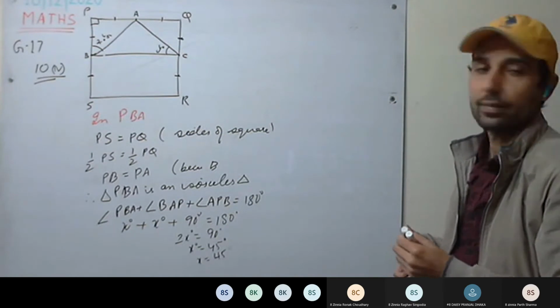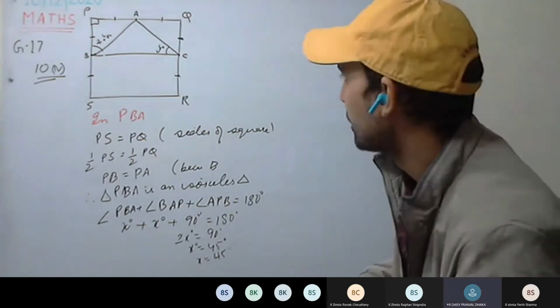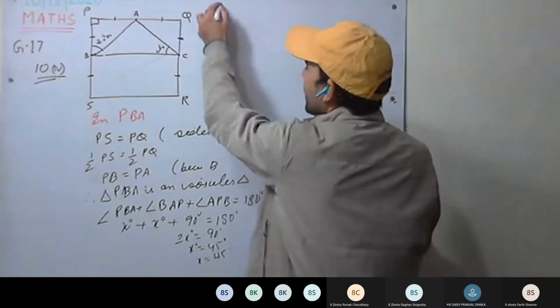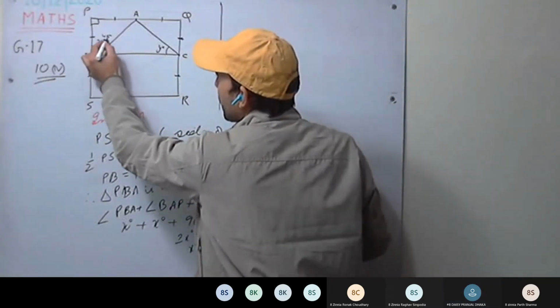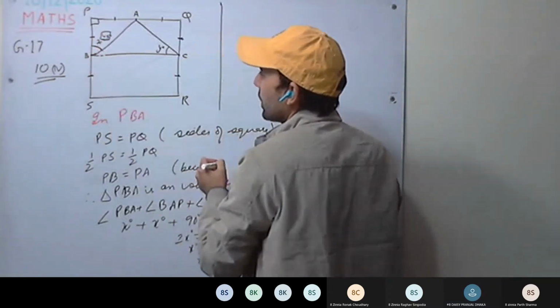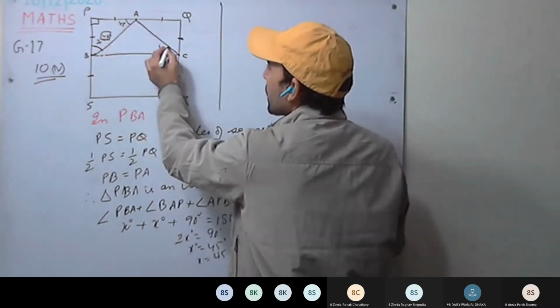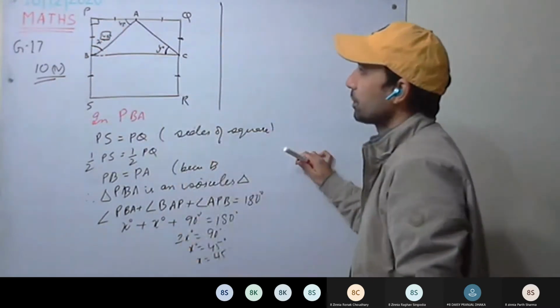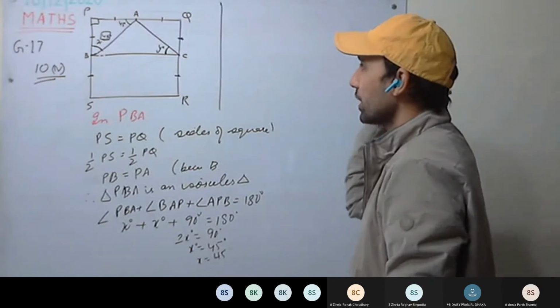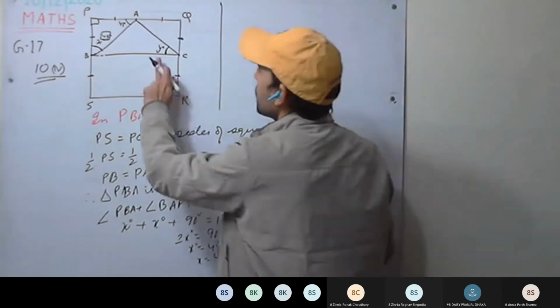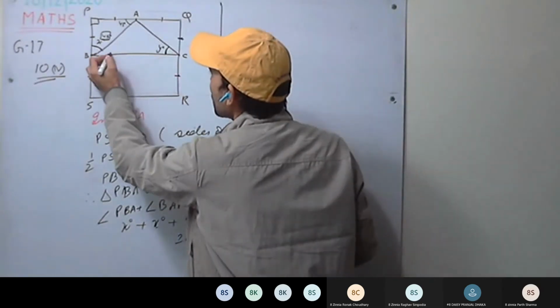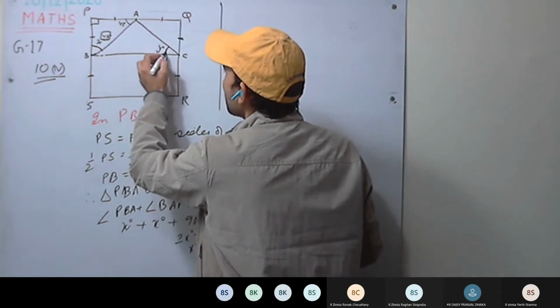Understood this one? Yes, sir. X is 45 degrees. We have calculated this one. This is also 45 degrees. How do we calculate Y degree? How can we calculate Y degree? There are more ways on X. This will be 45 degrees.